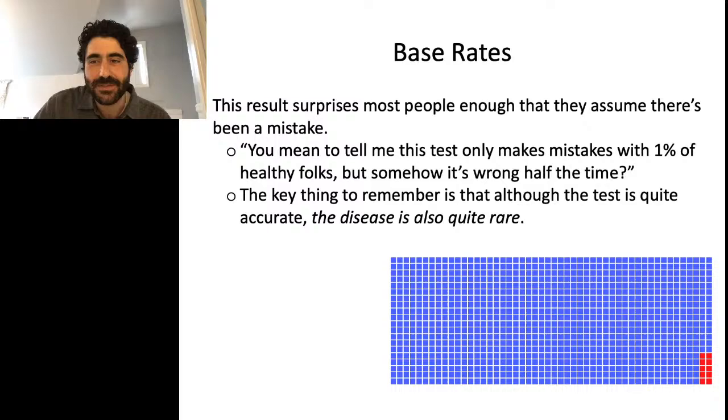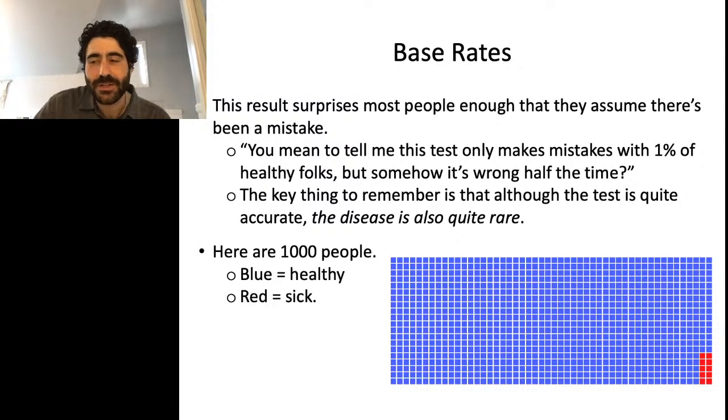So you can imagine here are 1,000 people. The blue squares are healthy people and the red squares are sick. 99% of the squares here are blue. Maybe we don't have quite that many squares, but the point is almost all these squares are blue. There's a rare disease that only a small number of people have. So now all of these people take their test. For the people that are sick, 100% of them are going to get a positive result, and 1% of the blues are going to get a positive result.